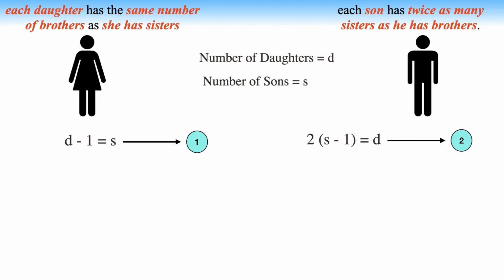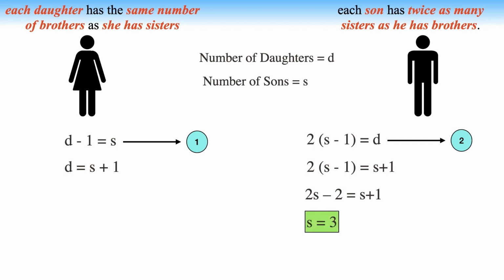Equation 1 can be manipulated and written as D equals S plus 1. Now substitute D in equation 2. Equation 2 is 2 times S minus 1 equals D. After substituting the value of D, the equation becomes 2 times S minus 1 equals S plus 1. After solving this equation, it becomes 2S minus 2 equals S plus 1, and S equals 3.